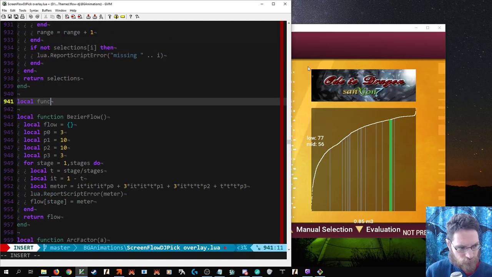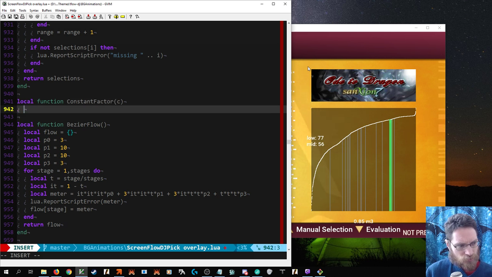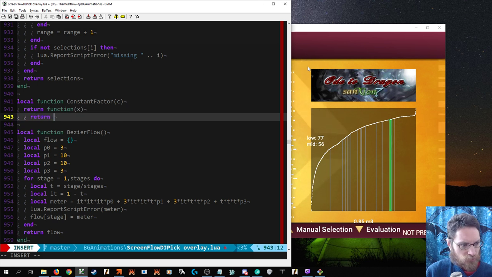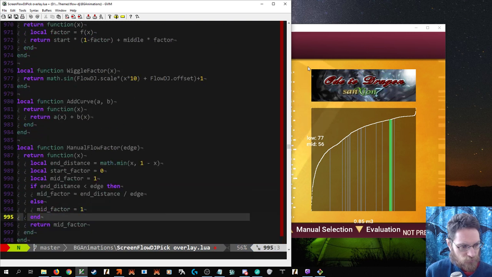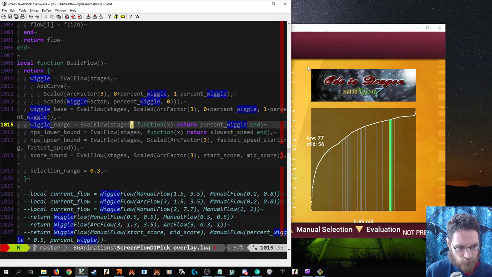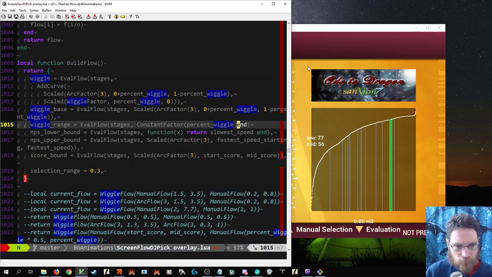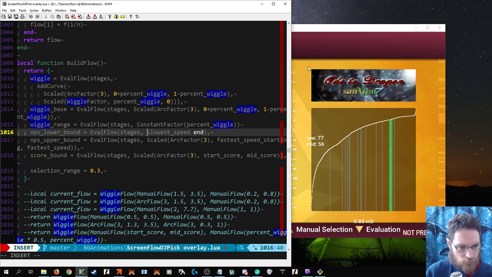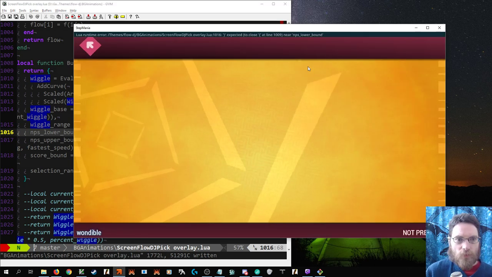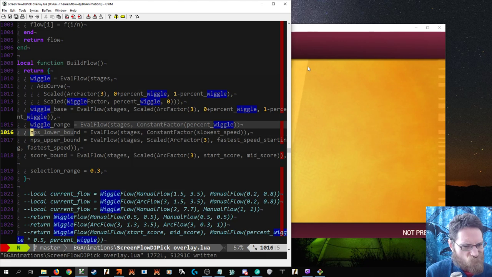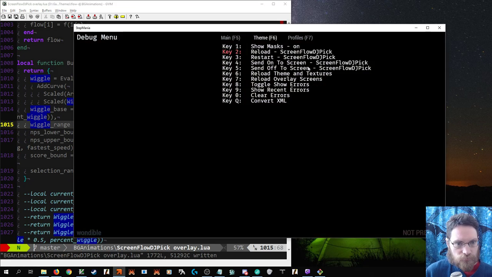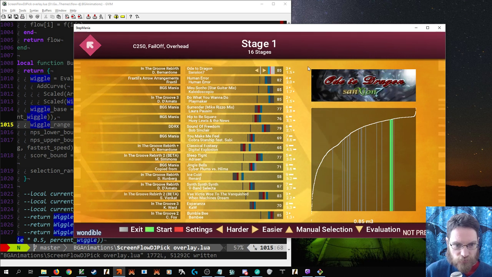Visor flow. I'm using factors to just distinguish things that, oh, it's not really a flow anymore. Constant of c, return function of x, return c, and end. I was looking at wiggle range. Uh-oh. Okay, that looks reasonably like what we were getting before.